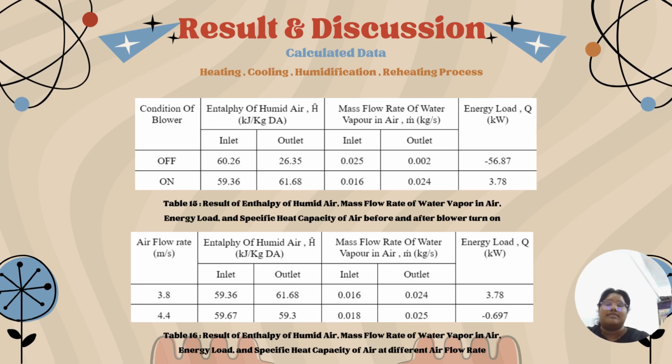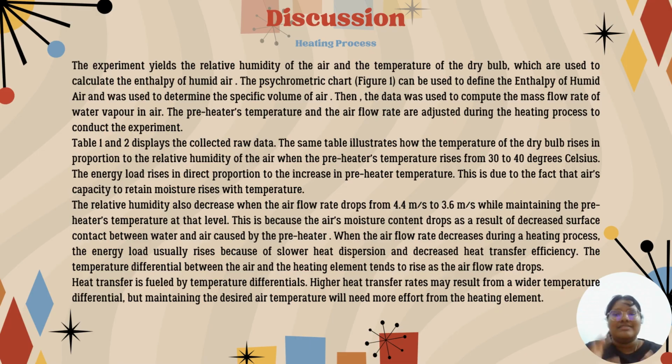Lastly, the same steps for the humidification process will be applicable for the last procedure, where we do simultaneously heating, cooling, humidification and reheating process. We will get enthalpy of humid air, mass flow rate of water vapor in air and also energy load for two different states, where first we turn on the blower and then we turn it off, and then for different air flow rates. Okay, so that's for the result.